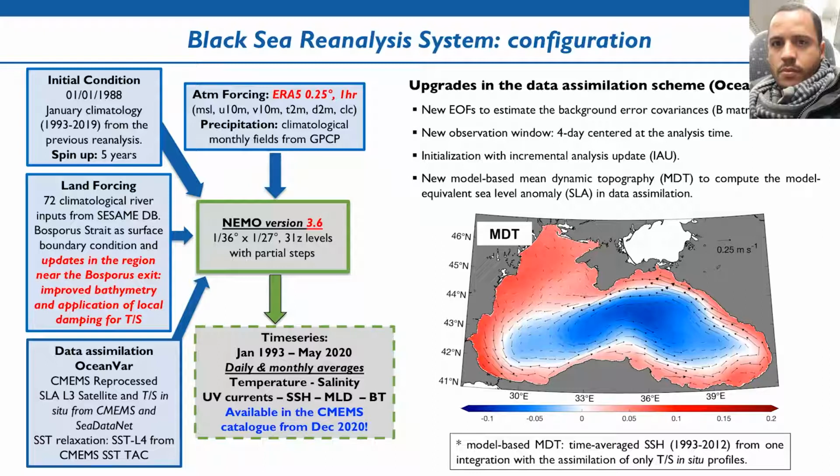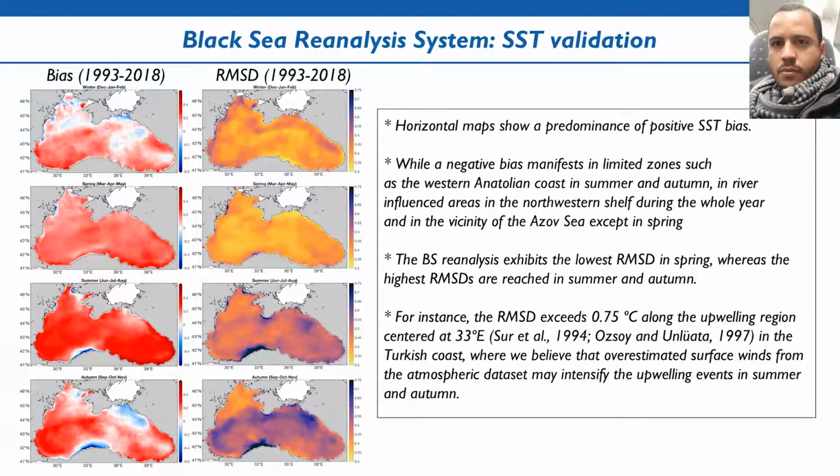Among the upgrades in the data assimilation scheme, we have new empirical orthogonal functions to estimate the background error covariances in the B matrix. And also, we have applied a new model-based mean dynamic topography to compute the model equivalent sea level anomaly in data assimilation. Now I will show some results.